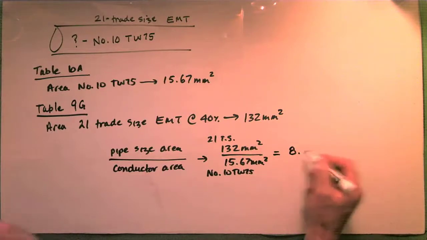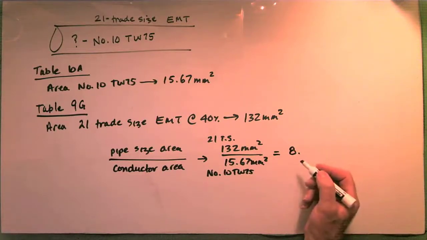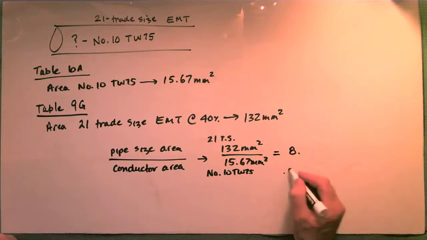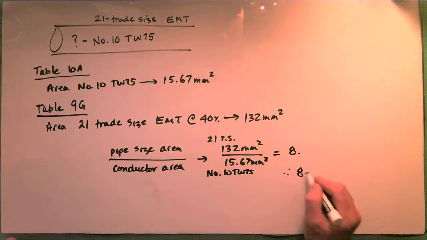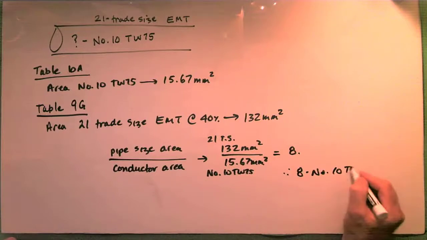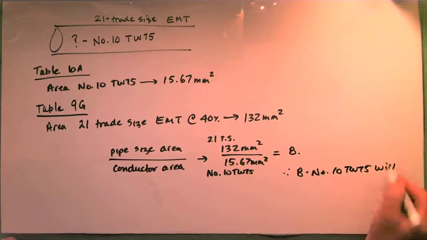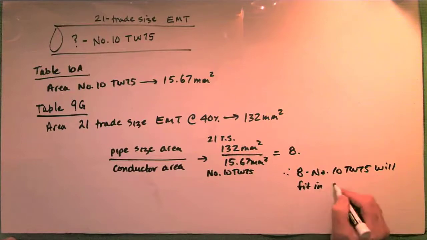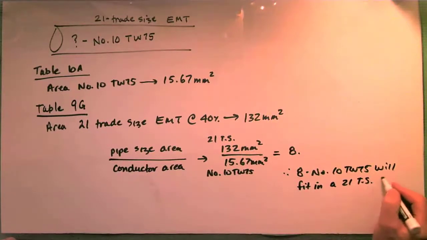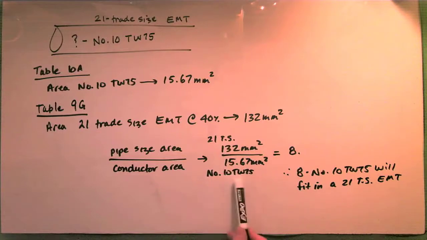And so the point something, we can't put point something of a conductor in a pipe. So therefore, 8 number 10 TW75s will fit in a 21 trade size EMT. So that's another way to do it. So you can use the code book for any pipe size with any wire and figure out what's the maximum you can put in there. Okay.